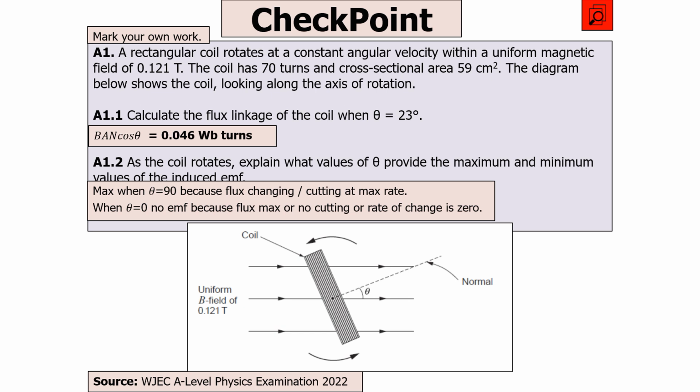And when theta equals 0, there'll be no EMF, because even though the flux value is a maximum, the rate of change in flux is actually at a 0 value. So therefore, because it's instantaneously stopped at that point, if you think about it. Okay, so therefore you're going to get no EMF.